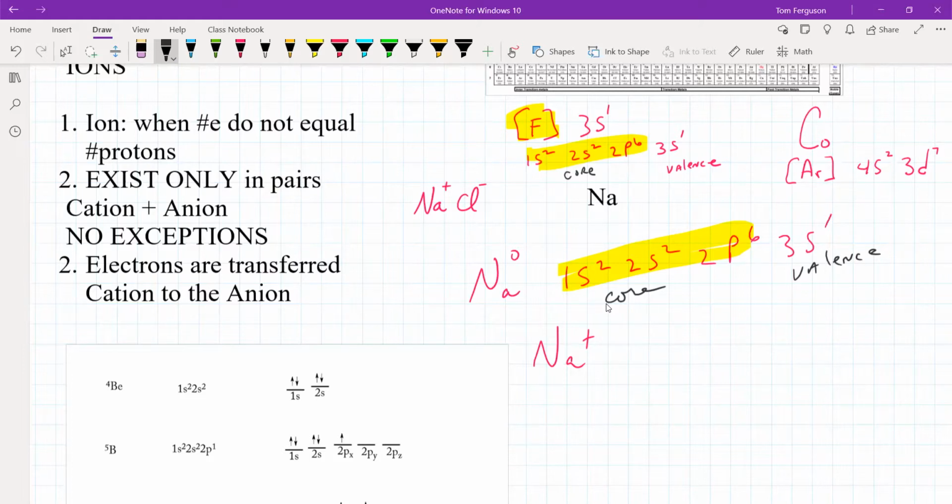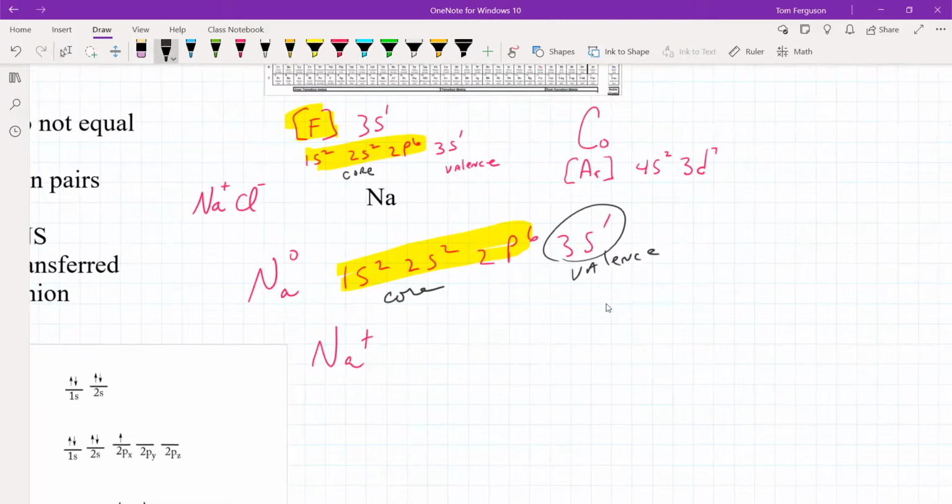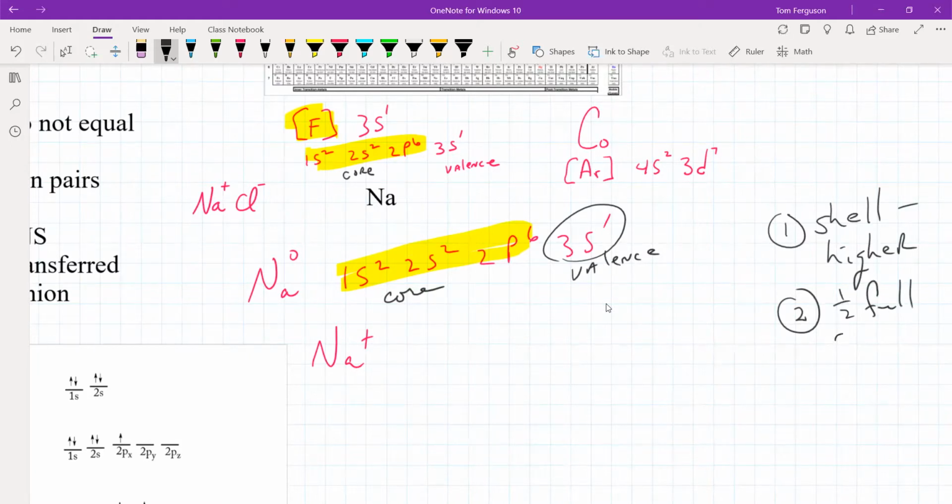Now, there's a couple of reasons why that guy is the least stable. One, its shell. Let's just write those down, okay? The shell is higher than the core electrons. It is in a half full subshell as opposed to full shells. Now, what do I mean by that?